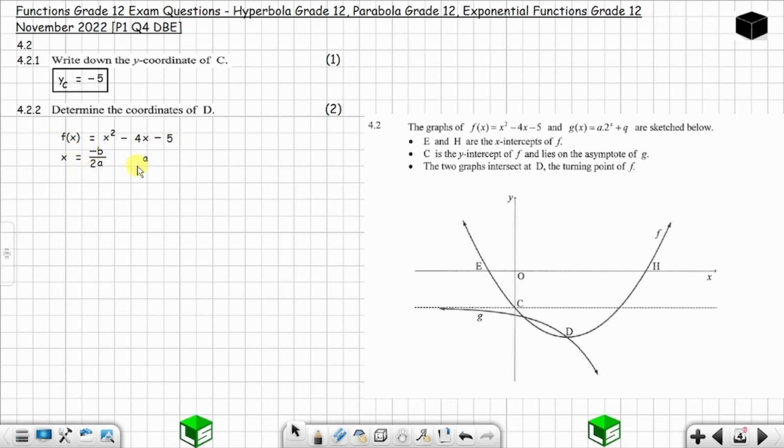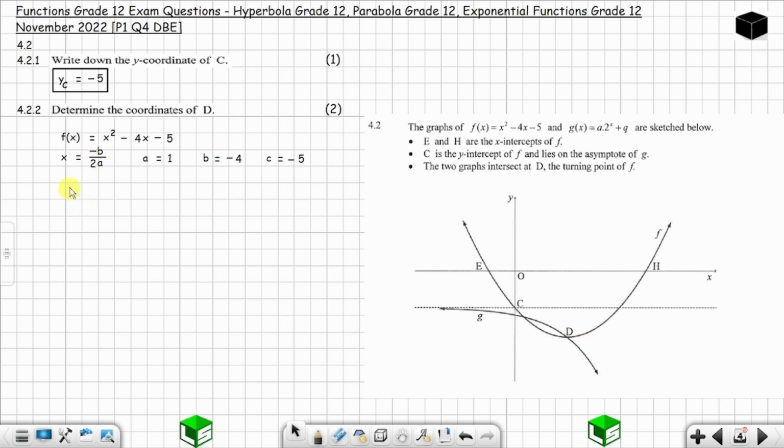From the equation, a is equal to 1, there is an invisible 1 there. b is equal to negative 4, and c is equal to negative 5. So a is 1, b is negative 4, and c is negative 5. Let's use this formula to get the x-coordinate of the turning point, D.